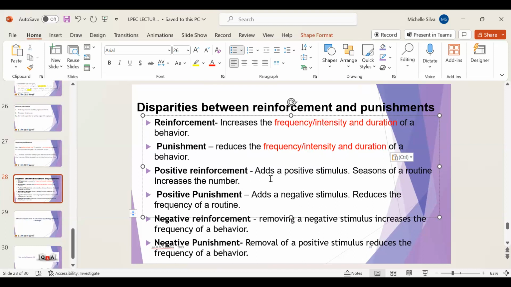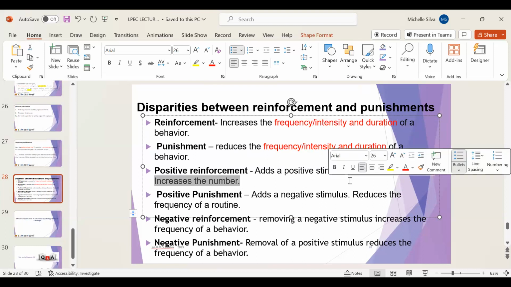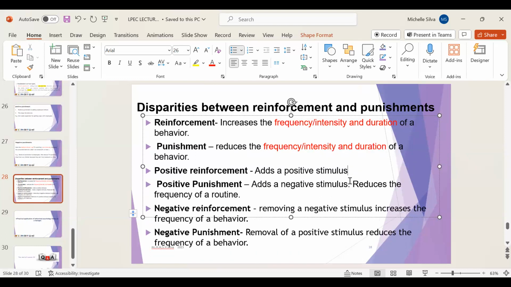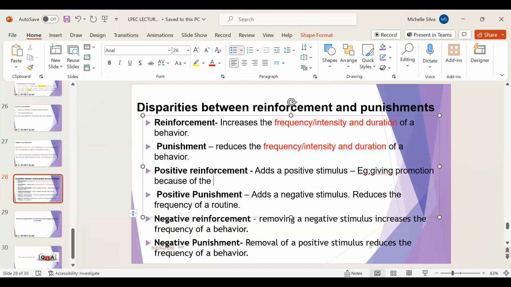But positive reinforcement adds positive stimuli. I will tell you an example. An example of positive reinforcement is giving a promotion, for example, because of the regular attendance that happened during the last 3 years.